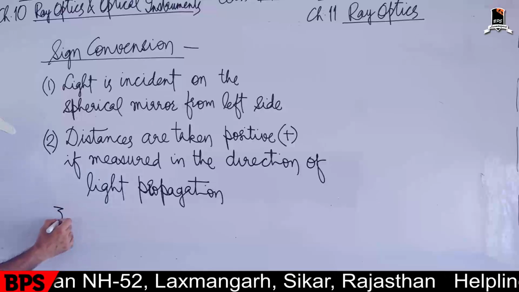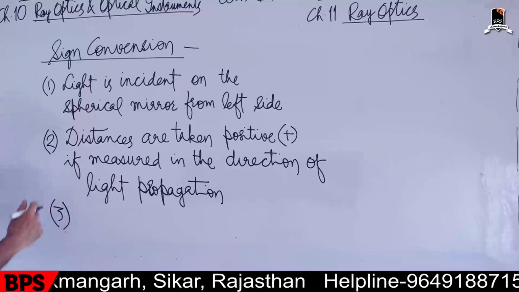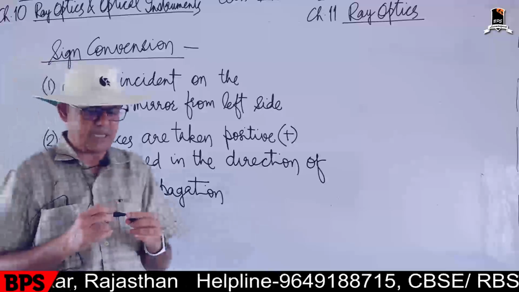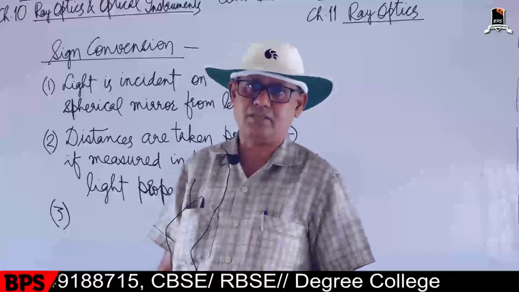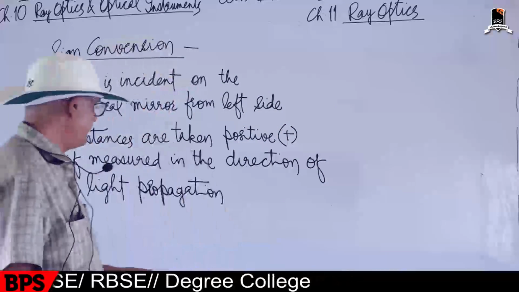Third one is opposite to this second one. If the distances are measured opposite to the light propagation direction, then these distances are taken as negative.